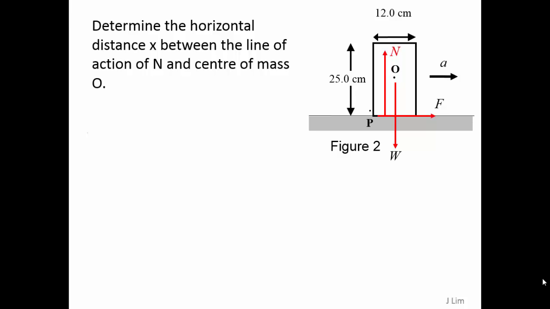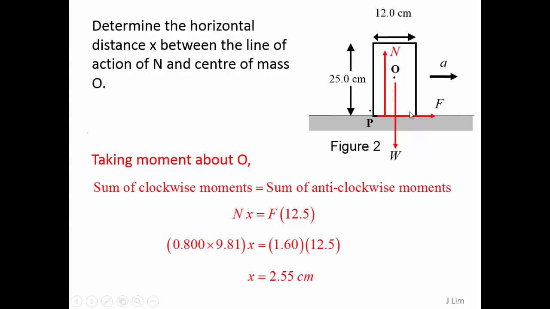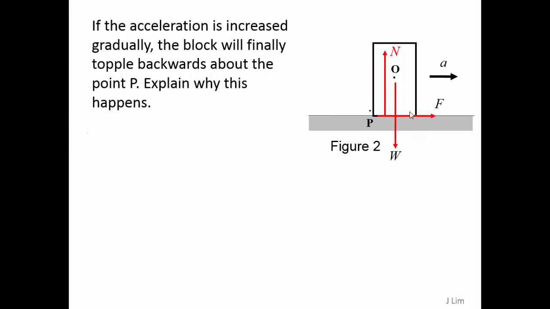Determine the horizontal distance x between the line of action of N and the center of mass O. Taking moments about O, the sum of clockwise moments equals the sum of anti-clockwise moments. So the clockwise moment is N multiplied by x, and the anti-clockwise moment is F multiplied by 12.5 cm, so x is 2.55 cm.